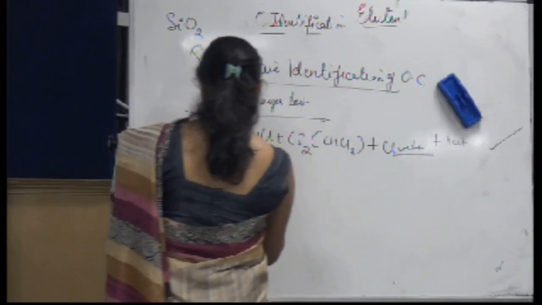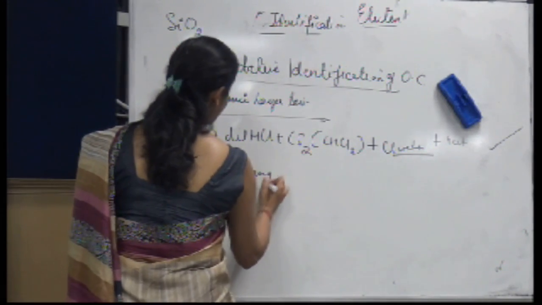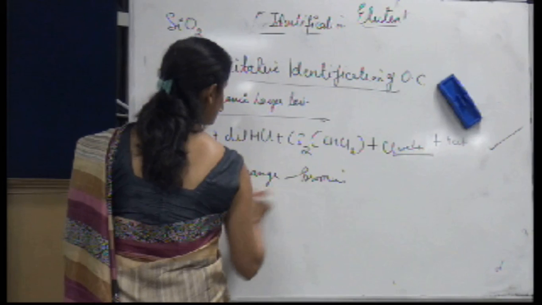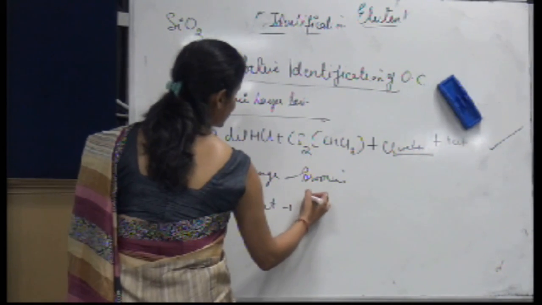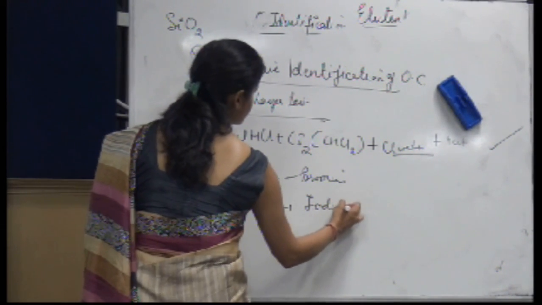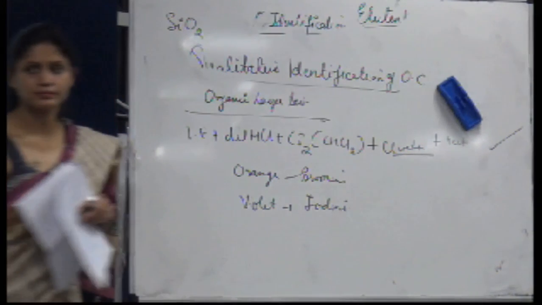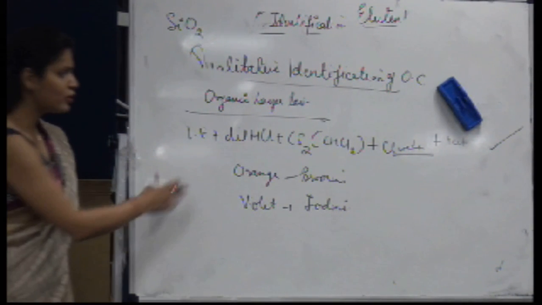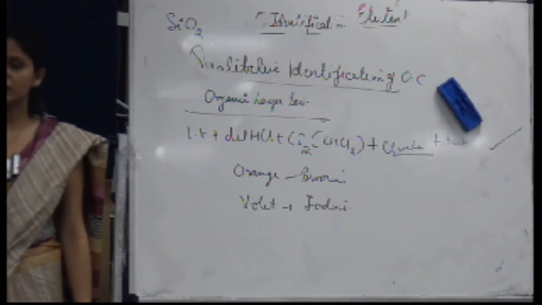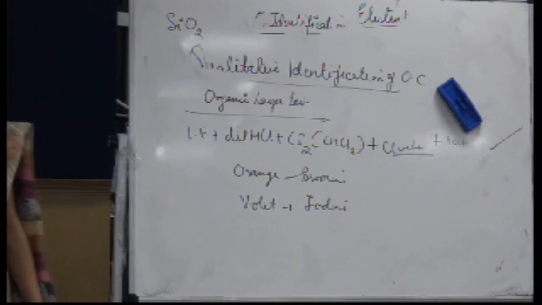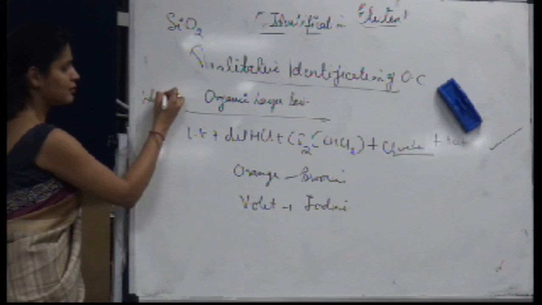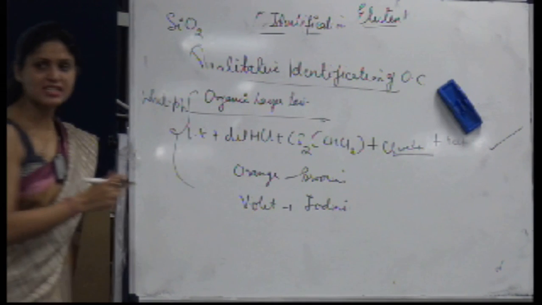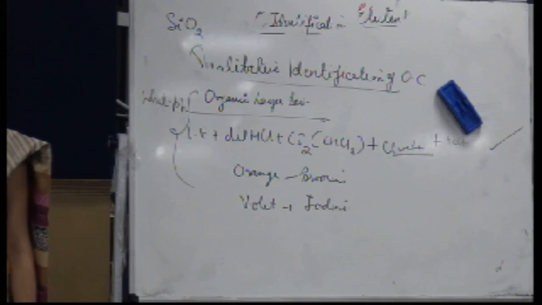If you get orange color, we can say bromine is present. If you get a violet color, you will say iodine is present. Chlorine does not give the layer test. Chlorine only gives the earlier test of white PPT. This is the layer test. Layer test is possible only in case of bromide and iodide.